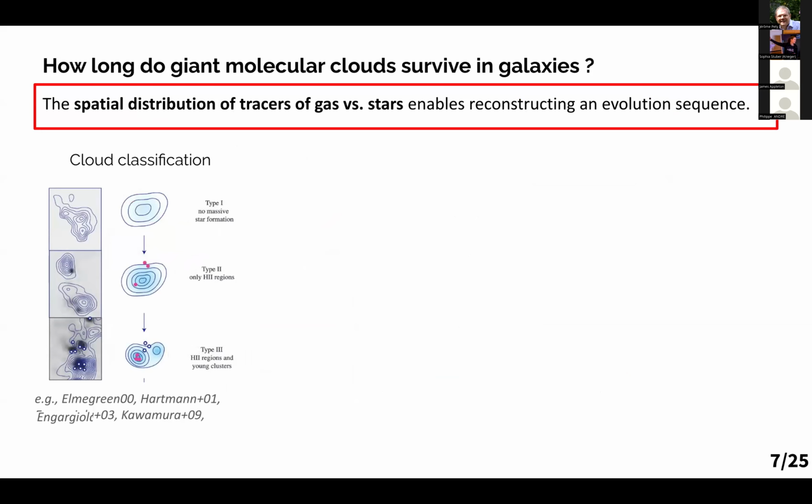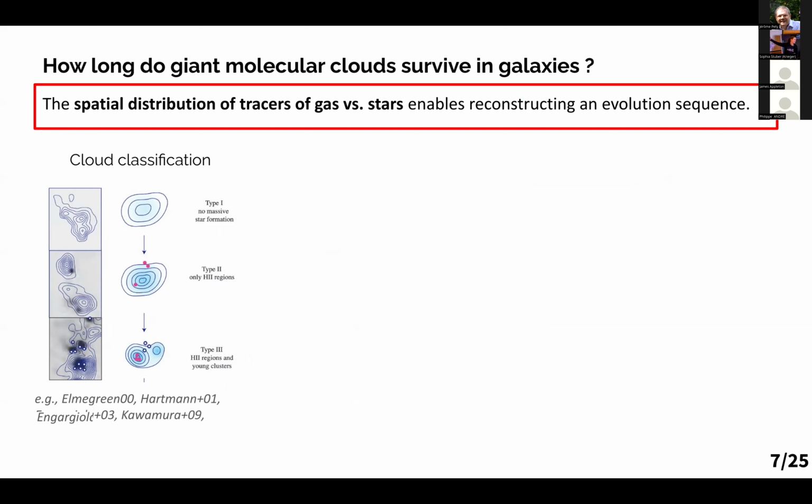So how can we measure the lifetime of molecular clouds in galaxies? The idea in all the methods that I chose to present is to look at the relative distribution between gas tracers and stellar tracers and assume that, of course, you're looking at a static observation, but because you observe enough regions, you can capture molecular clouds in different phases of their evolution and infer a timescale based on the number of clouds that you capture in each phase.